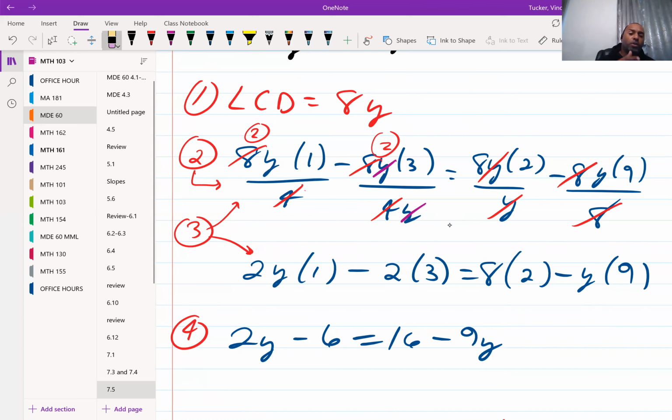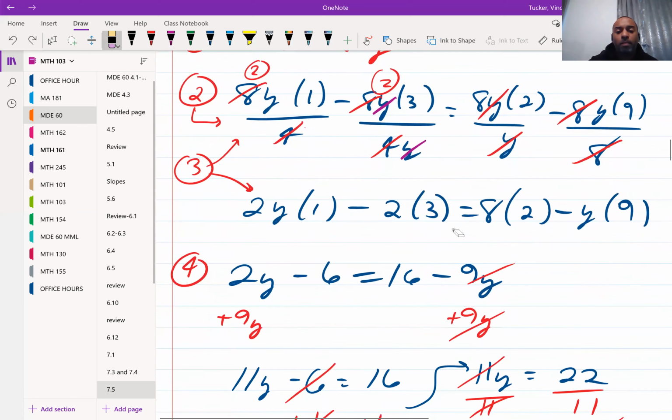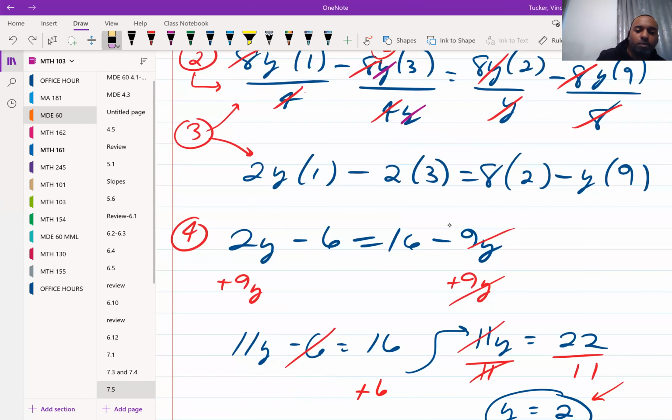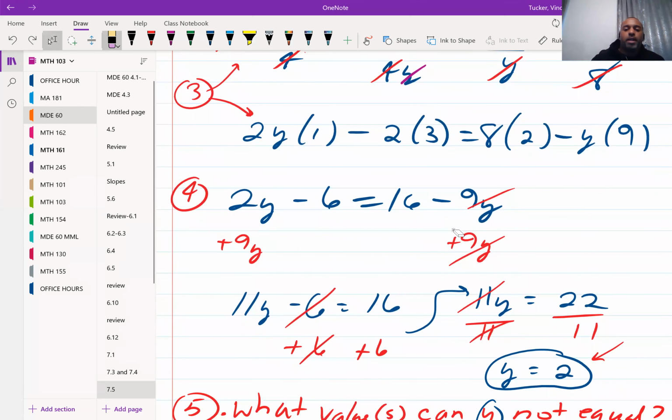Now you want to get all of your terms with y on one side, all of your terms without y to the other side. So remember, it doesn't matter which way you go, which term you decide to move first. I decided to go ahead and add 9y to both sides. And that'll give me 11y minus 6 equal to 16. Then add 6 to both sides. That'll give you 11y equal to 22. And dividing by 11, y is equal to 2.